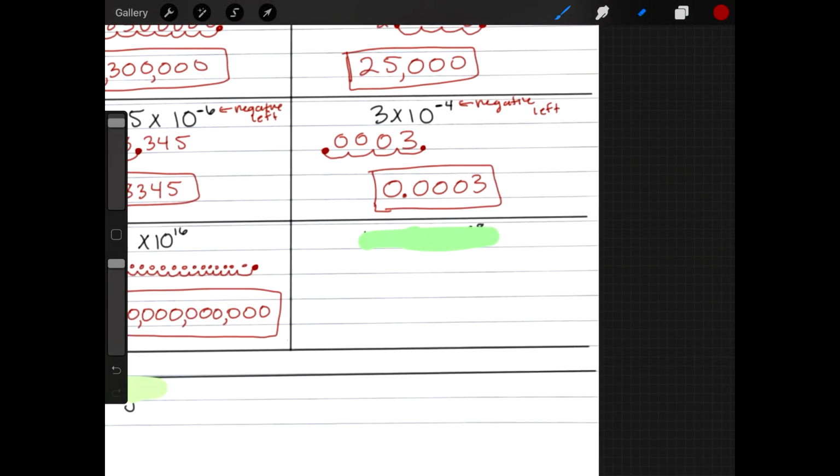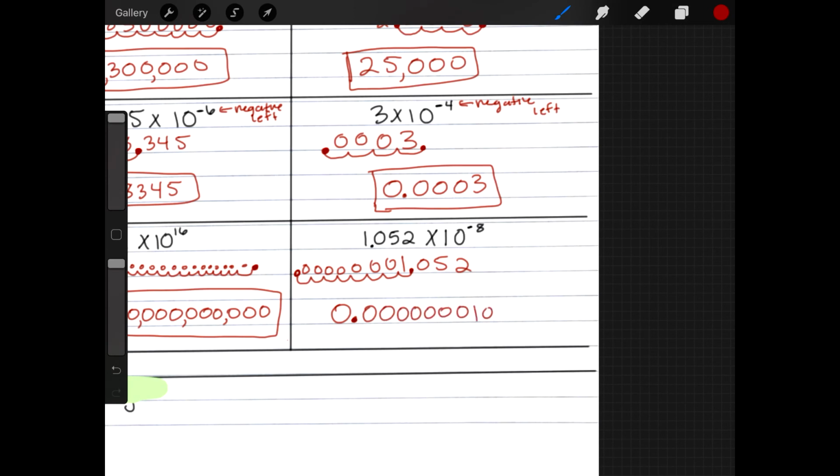Okay. For the last one, let's do this one. 1.052. We got negative 8, so I'm going to go to the left. So I'm going 1, 2, 3, 4, 5, 6, 7, 8. So I got 7 zeros, and then 1, 0, 5, 2. There we go. All right.